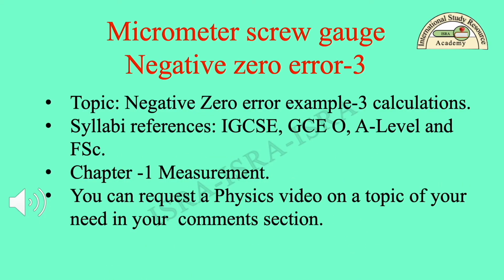Micrometer Screw Gauge Negative Zero Error Example 3. My dear viewers and listeners, today I am going to start a new lesson on Micrometer Screw Gauge with Negative Zero Error Example 3. I have made 3 visual diagrams of negative zero error under this topic. This is the third one in Micrometer Screw Gauge. You will learn how to get rid of this negative zero error in the measurement.